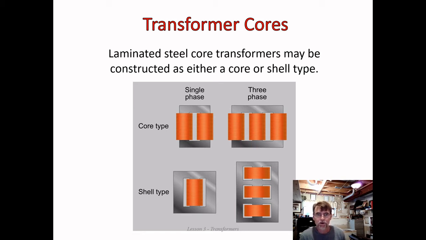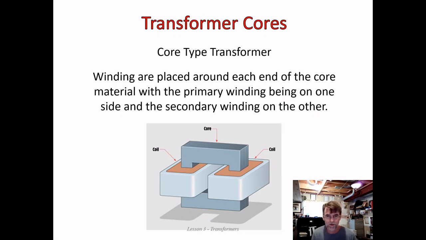Okay, and in the core type, the primary and secondary coils are wound separately around parts of the core. Okay, in the shell type, what we do is we actually wrap the primary and secondary coils around each other, around a section of the core. Okay, let's look a little closer here. So first of all, the core type.